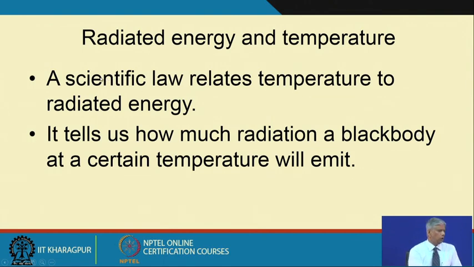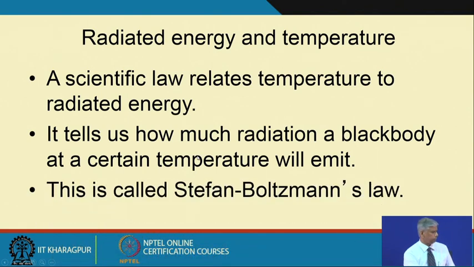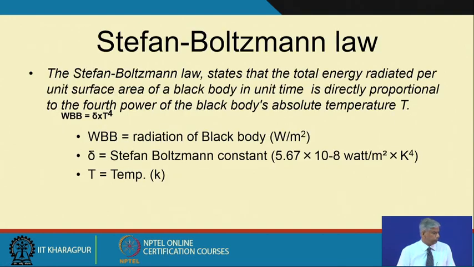So, this scientific law which I just mentioned before relates temperature to the radiative energy and it tells us how much radiation a black body at a certain temperature will emit. And all of you perhaps will recall from your high school physics that this is called the Stefan-Boltzmann Law. And the Stefan-Boltzmann Law states that the total energy radiated per unit surface area of a black body per unit time is directly proportional to the fourth power of the black body's absolute temperature, capital T.